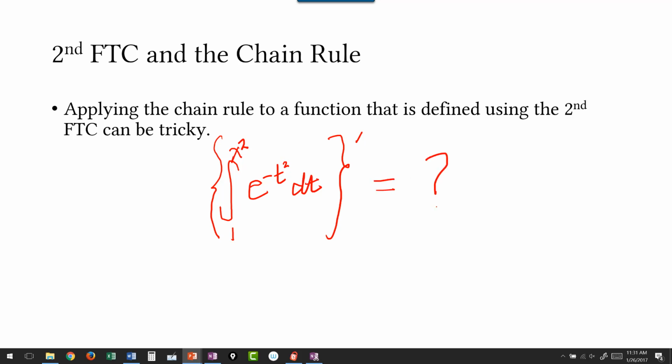And so notice that the difference is here, the upper limit is not x, it's instead x squared. And when we have a limit like that, we do have to be careful when we apply the chain rule, because that x squared acts as the inside function in the chain rule.